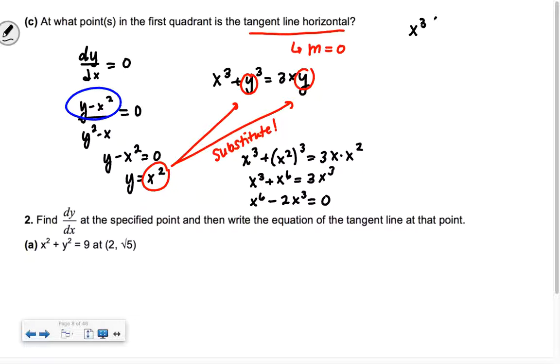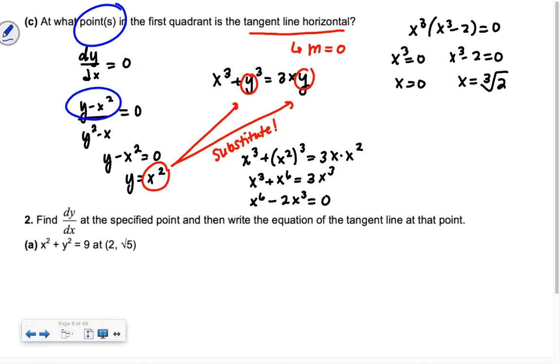Factor out my x cubed, so x cubed times x cubed minus 2 equals 0. So when I set x cubed equal to 0, and I set x cubed minus 2 equal to 0, I get two x values. I get x equals 0, and I get x equals the cube root of 2. But the question said what points in the first quadrant.